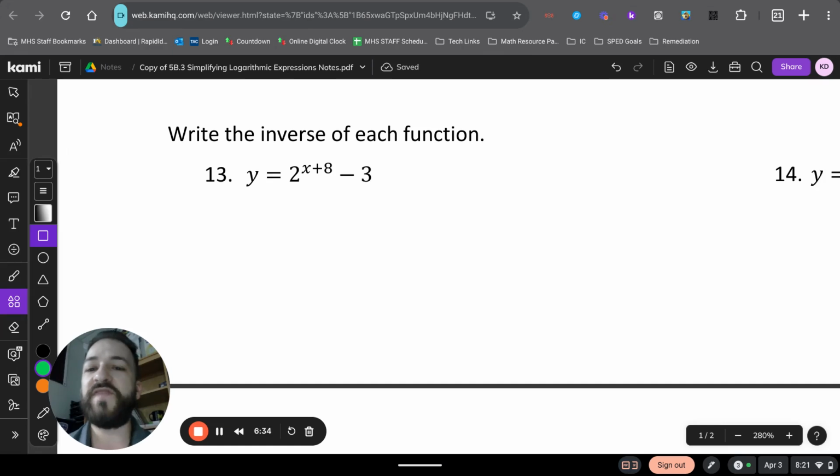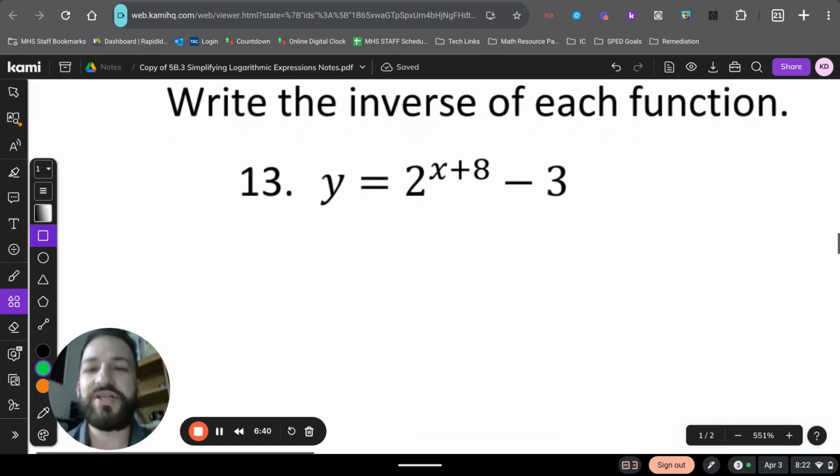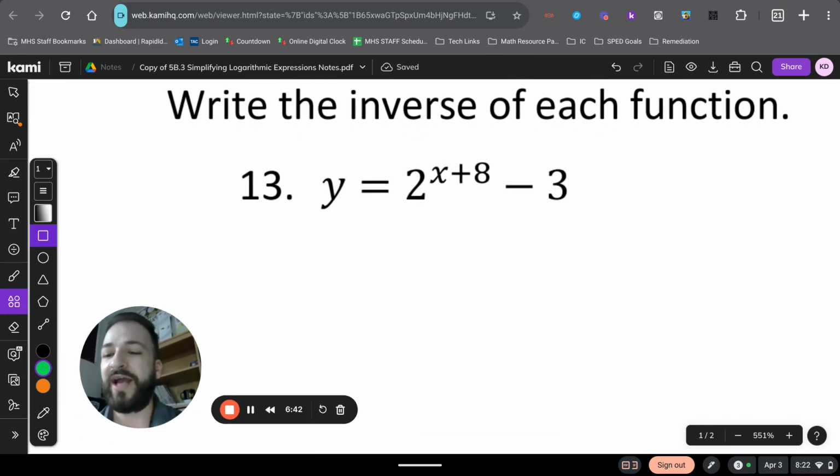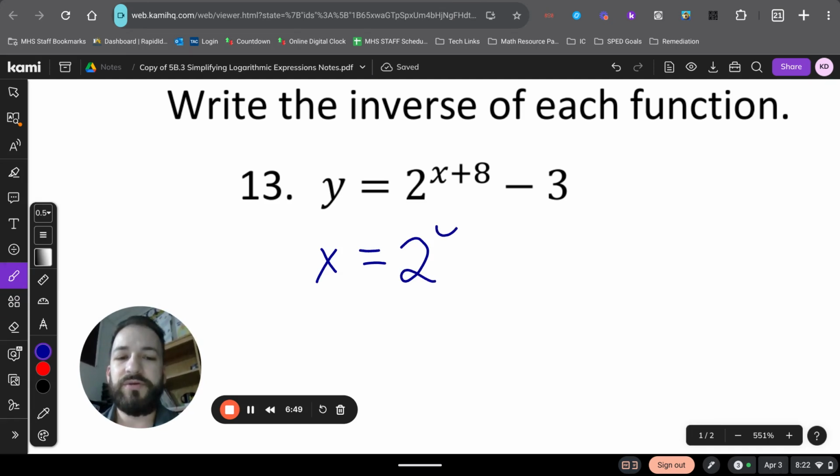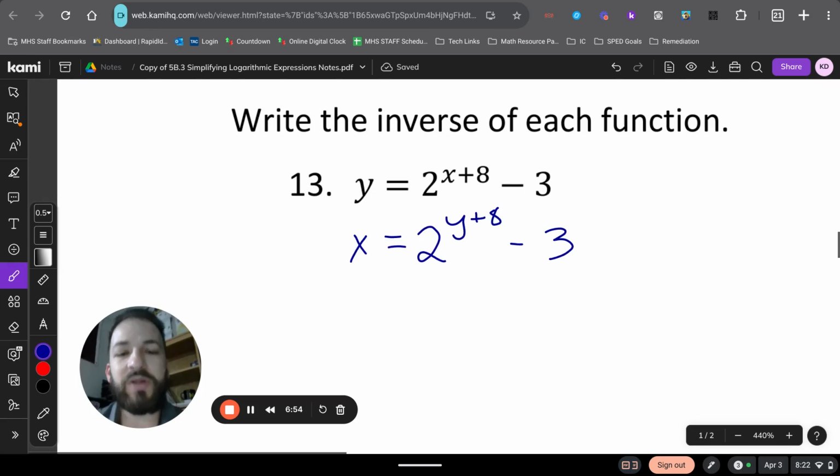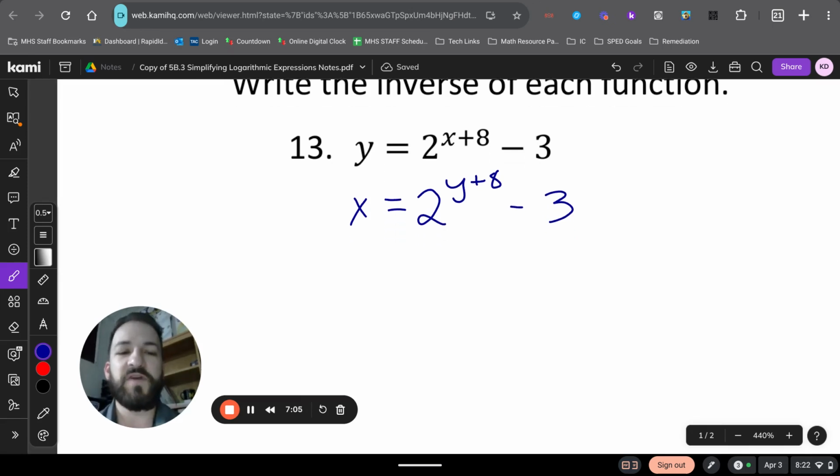And when we find an inverse function, instead of just switching it, we have to do something first, and that is that we actually switch our independent and dependent variable, our x and our y. So we're going to switch x and y first. So this becomes x equals 2 to the y plus 8 minus 3. And now that we've switched x and y, then we're going to do our conversion. But like I was saying earlier, right now our exponential is not by itself. It's got this minus 3 with it. So I need to move that minus 3 first.